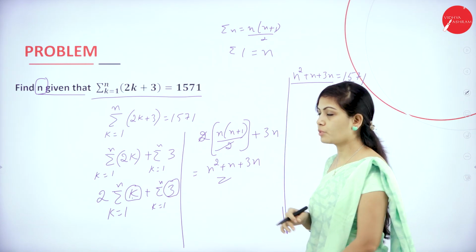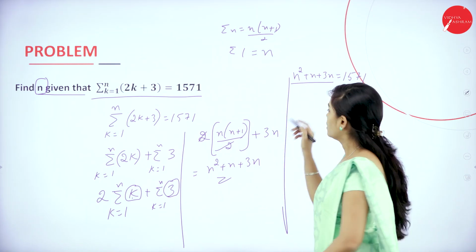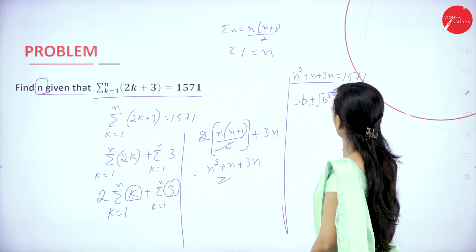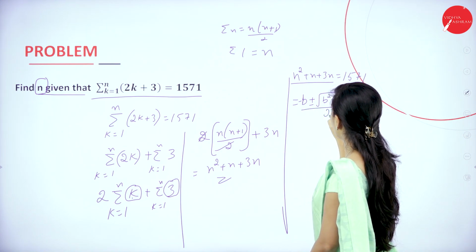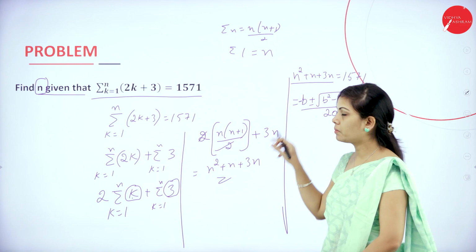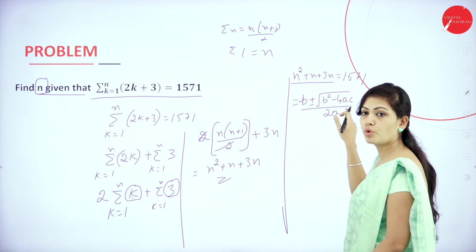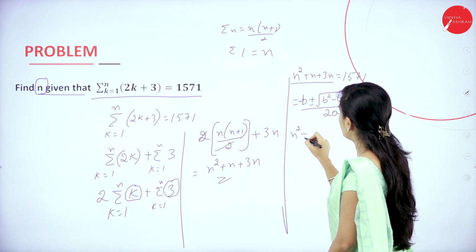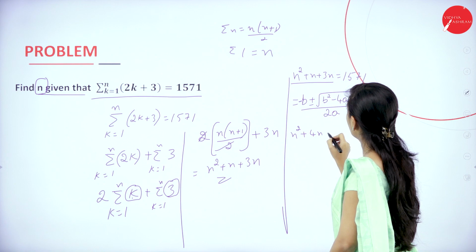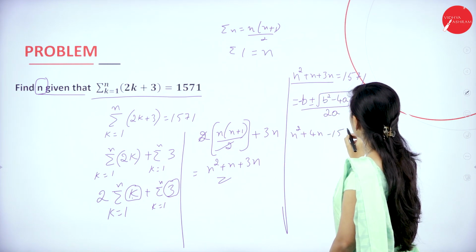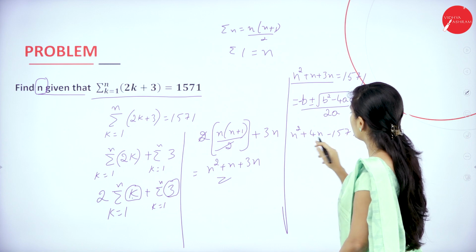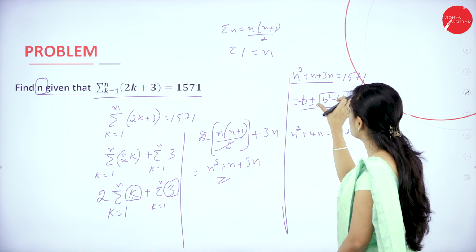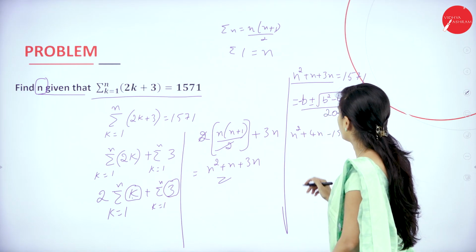We can use the quadratic equation. So what is the quadratic formula? Minus b plus or minus square root of b square minus 4ac by 2a. This is the quadratic formula. So again I'll simplify this: n square plus 3n plus n is 4n. This I will move to this side, so it will become 0. This is in the form of a quadratic equation, so you can use this formula for finding the value of n.